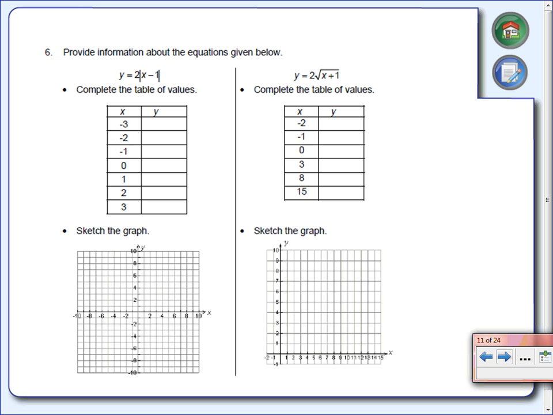All right, next one, number 6. Like I said, I'm going to do one of them, and then you're going to do the other part. So on number 6 here, they've given us an equation. And what we're going to do first is fill out the table, and then we'll sketch a graph of this table. So here we have y is equal to 2 times the absolute value of x minus 1. So let's fill out the table first.